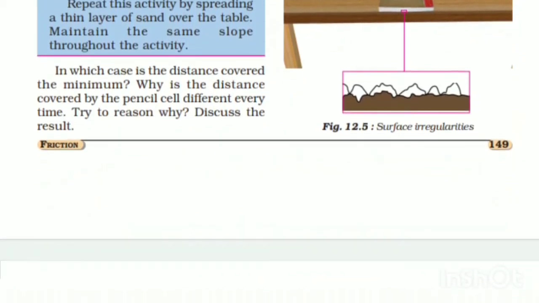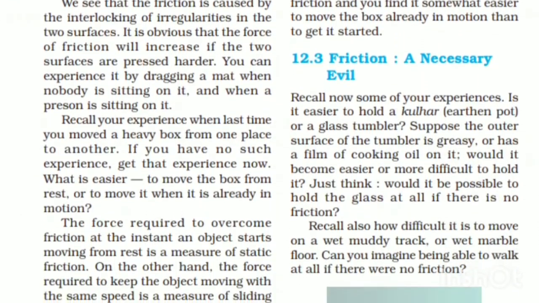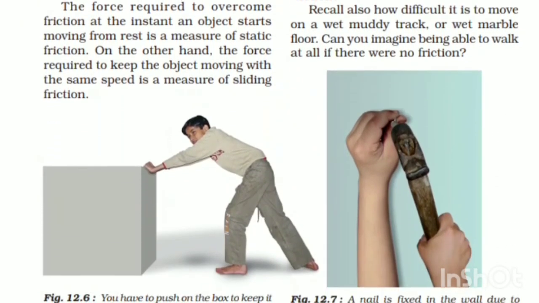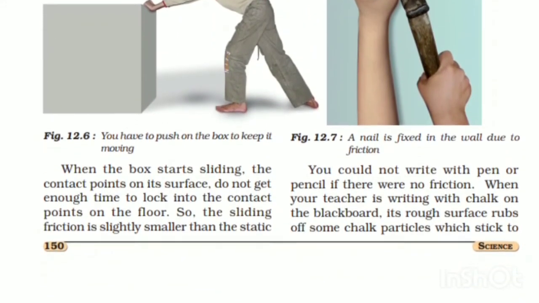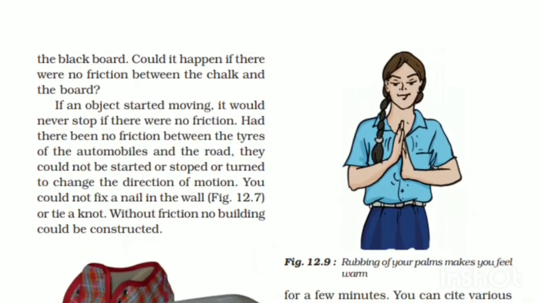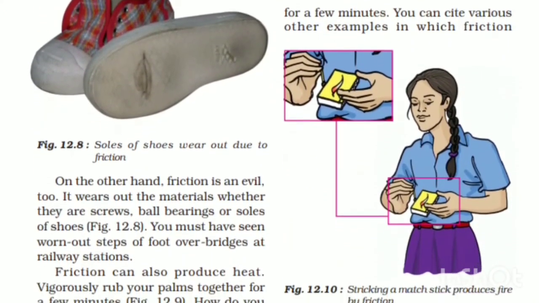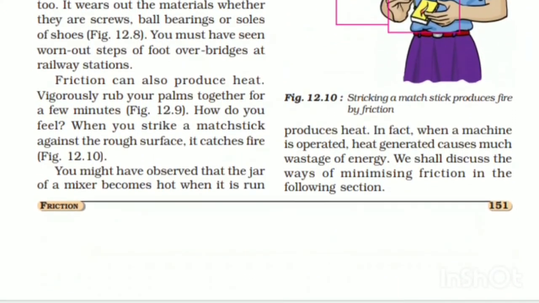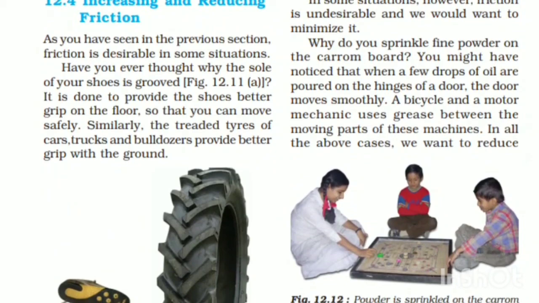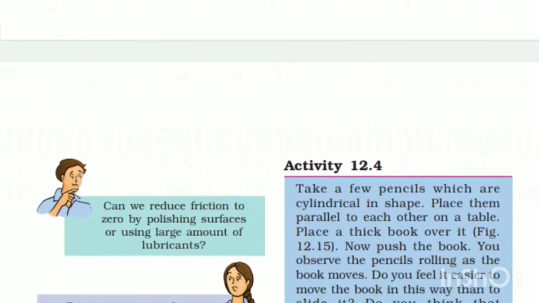Next, moving on, we can see that friction is a necessary evil. They have explained in your book why we need friction and why we do not need friction, and what the usage of friction is. See, there is a picture of wear and tear in your shoes. There is a use of friction in matches. Now, increasing and decreasing friction, you can see the grooves in the tire and the shoes. There is a use of lubricant.